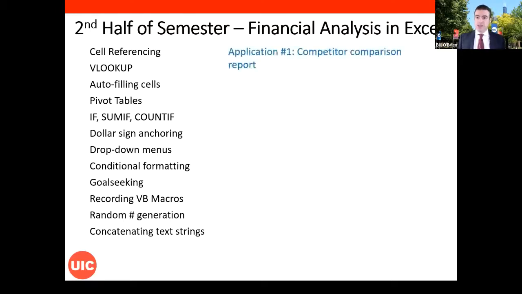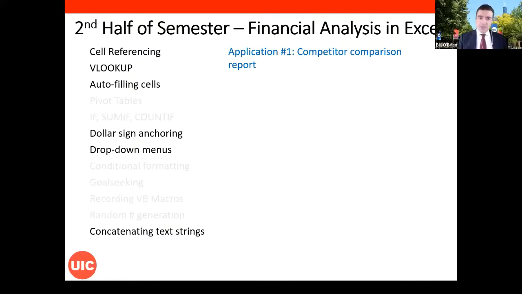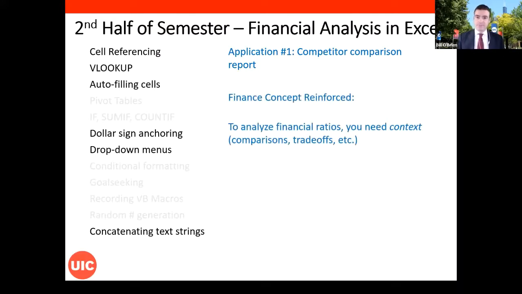So one of the first things I asked them to do is a competitor comparison report. So of those Excel functions on the left, it's going to use all of these different skills that I've highlighted here, including a new one, concatenating text strings that I teach them along with the assignment. So the idea here is, I can ask them to memorize what the quick ratio is or what return on assets is. But in order to properly analyze financial ratios, you need context, right?